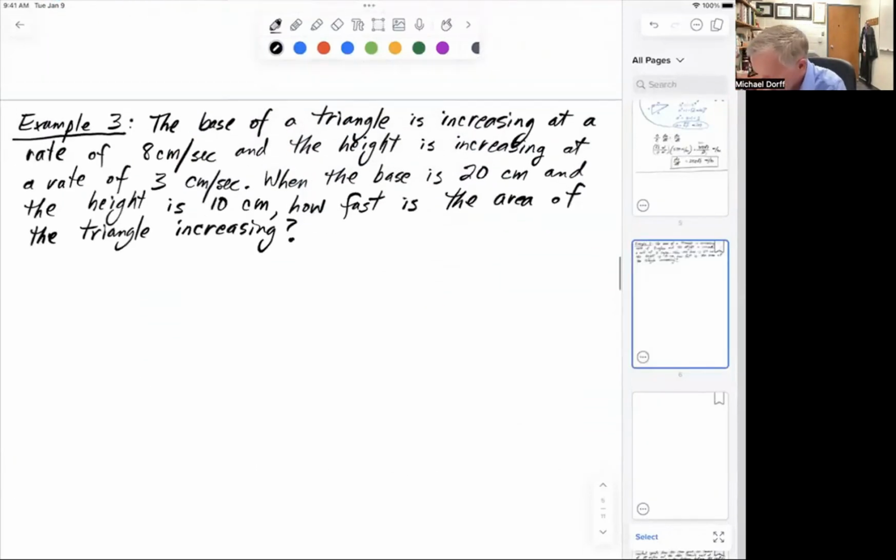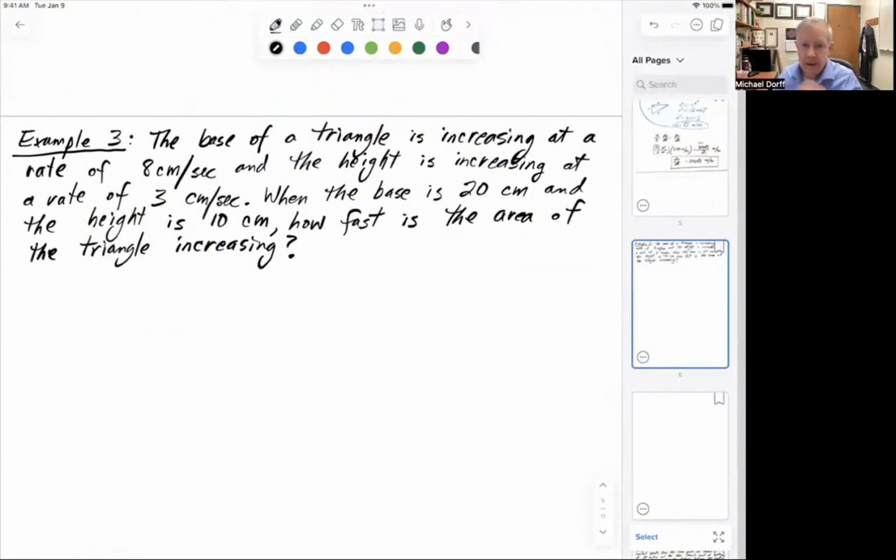Okay, look at another example, a third example here. So in this one, we have the base of a triangle is increasing at the rate of 8 centimeters per second. The height is increasing at a rate of 3 centimeters per second. When the base is 20 centimeters and the height is 10 centimeters, how fast is the area of the triangle increasing? All right, so let's look at this problem.